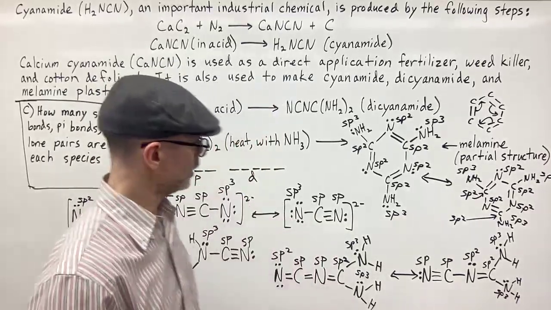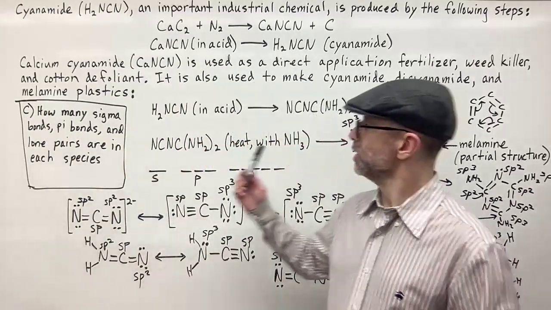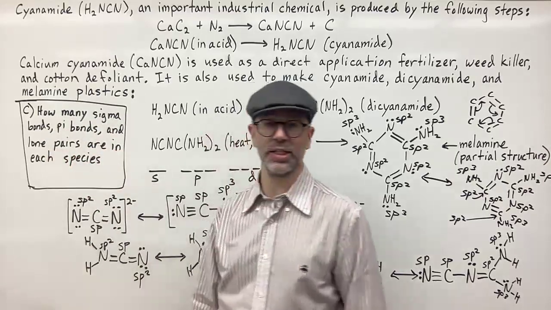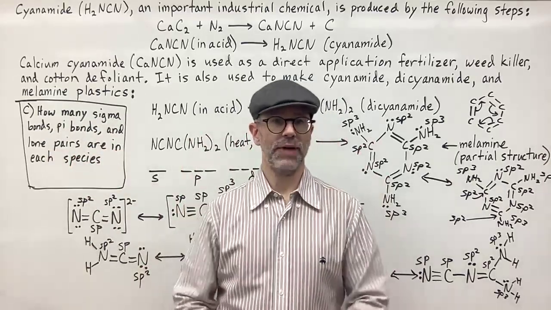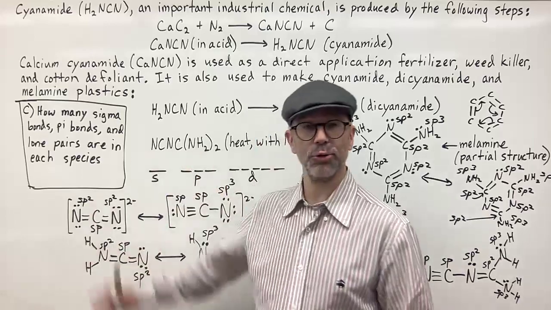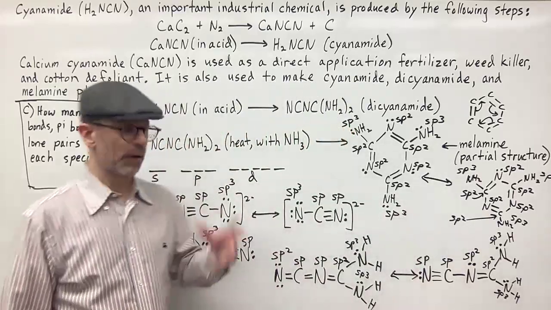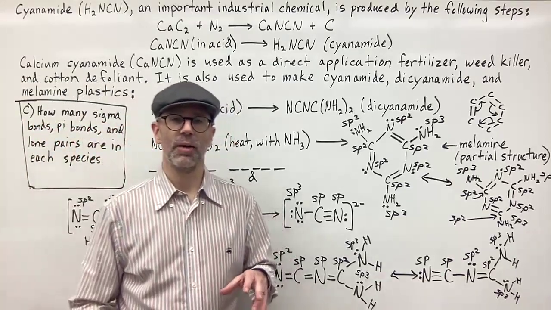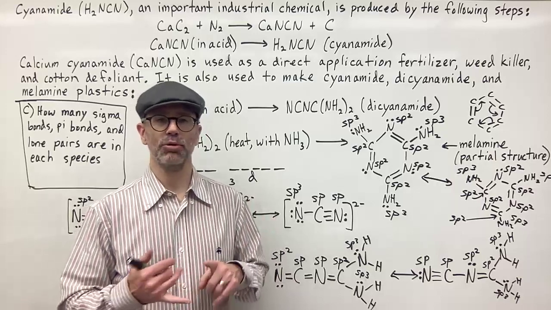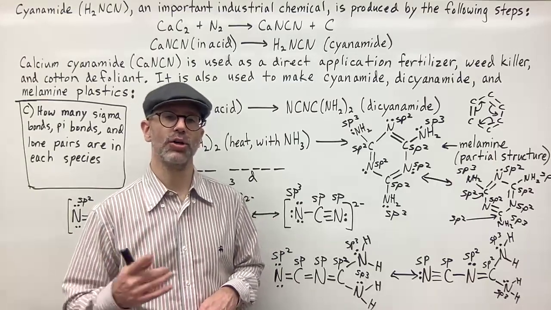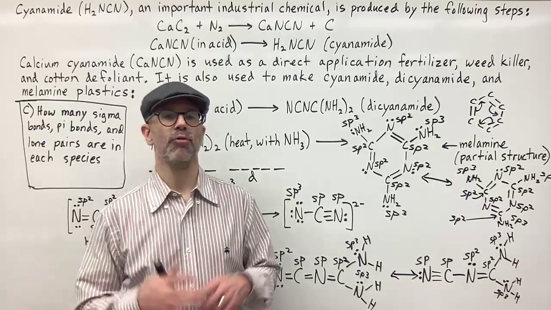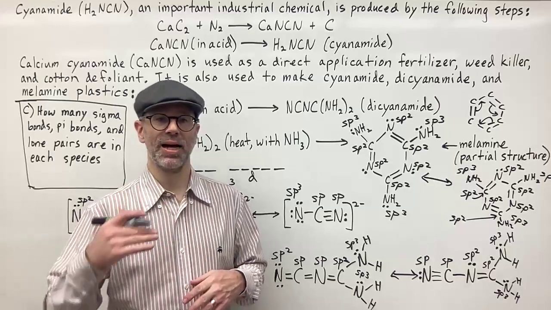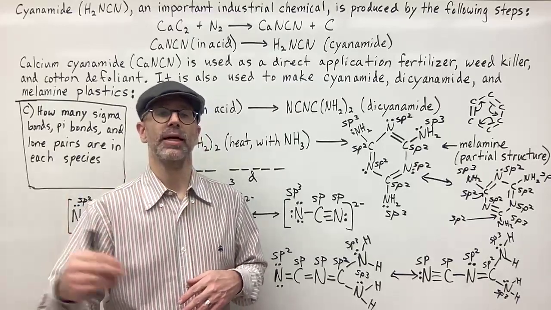Okay, so let's go on to letter C. So C says how many sigma bonds, pi bonds, and lone pairs are in a species. Fasten your seatbelt. We've got to go through all of them again. But it's actually really easy because for sigma bonds, every bond, single, double, triple, has one sigma bond in it. So all you need to do is count all of the bonds for the sigma bonds. For the pi bonds, anything beyond the first single bond is going to be a pi bond.